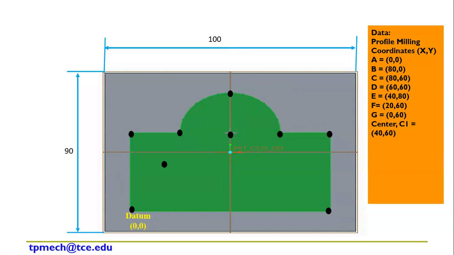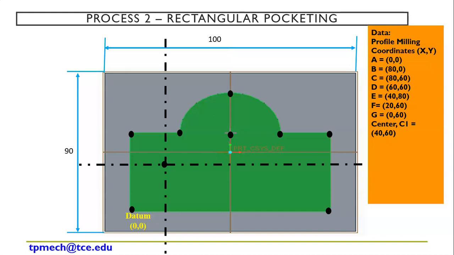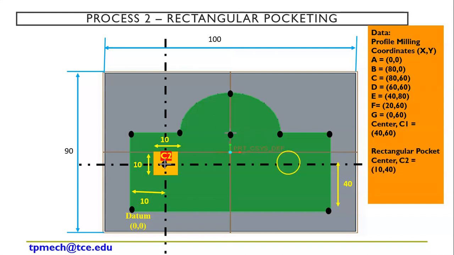The second is square pocketing or rectangular pocketing, right? So this is my axis, 10 mm and then 40 mm. This is my rectangular pocket, which has a center point. The size is 10 by 10, so this is a square pocket. So the rectangular pocket center is to be 10, 40. Length and breadth we say 10, 10. Depth is 5 mm. This data is given in our problem, right?